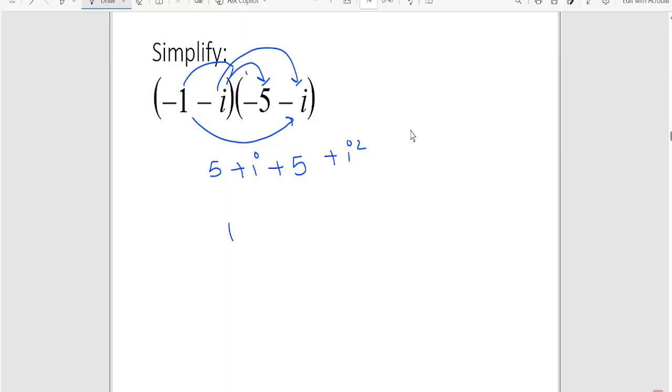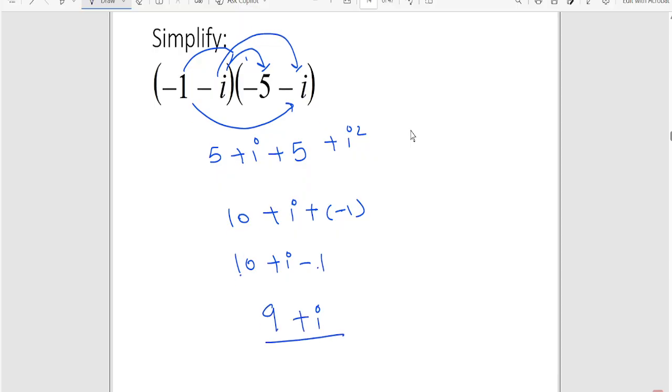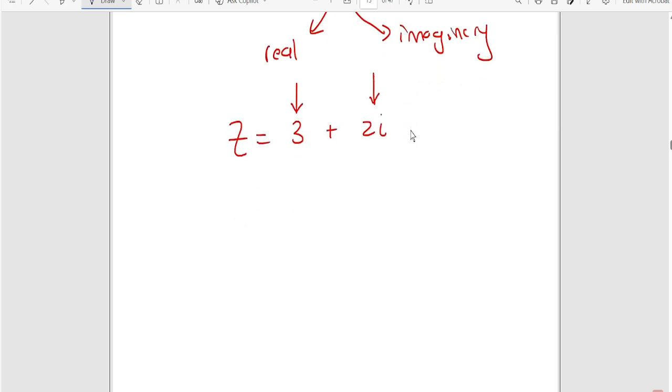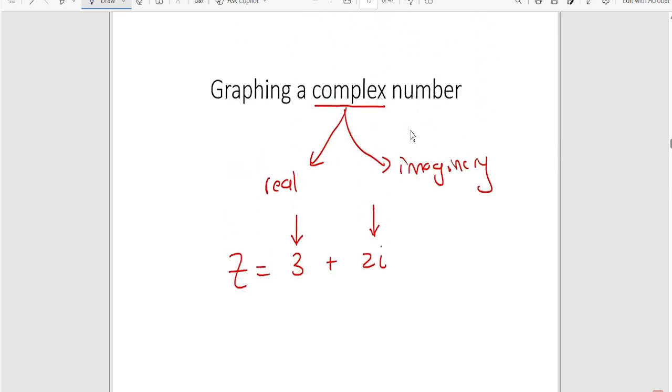Now 5 plus 5 is 10 plus i, and then i squared is negative 1, right? So this will become 10 plus i, plus minus is minus 1. 10 minus 1 is 9, 9 plus i is my answer. That's how we solve or multiply complex numbers. We know a complex number has two parts, real and imaginary. This is the real part, and the one which has i, that term is the imaginary term.